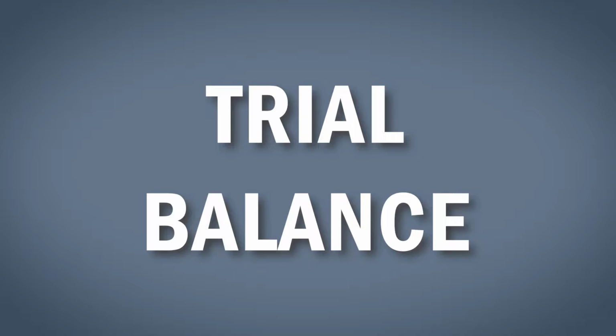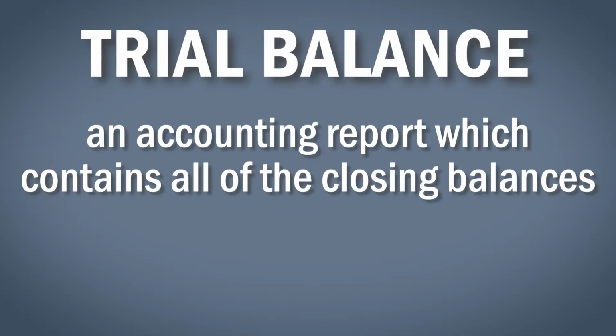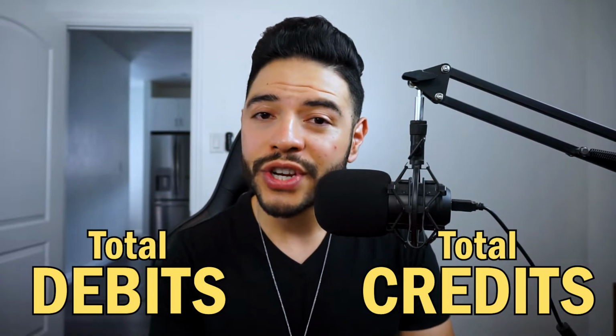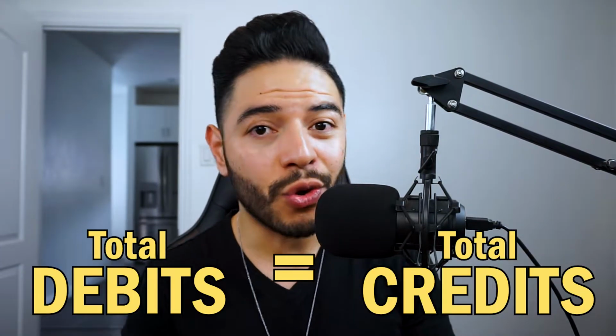The trial balance, or commonly referred to in practice as the TB, is an accounting report that contains all of the closing balances for all general ledger accounts at a point in time. The trial balance is utilized by the company to prepare the financial statements such as a balance sheet and income statement. The trial balance is used as a check to make sure that the total debits and the total credits for all general ledger accounts are equal to each other. That is, total debits equal total credits.